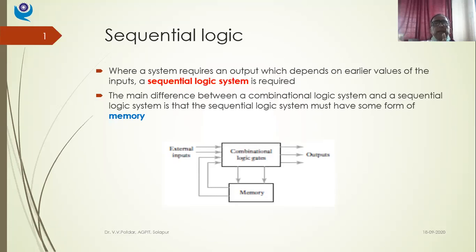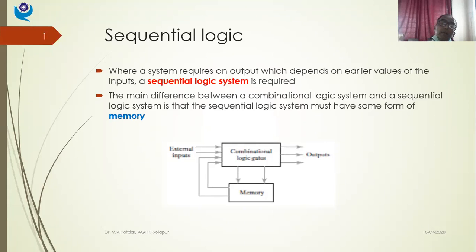Let us see plainly where a system requires an output which depends on earlier values of the inputs, a sequential logic system is required. So, where a system requires an output which depends on earlier values of the inputs, a sequential logic system is required. The main difference between a combinational logic system and a sequential logic system is that the sequential logic system must have some form of memory.